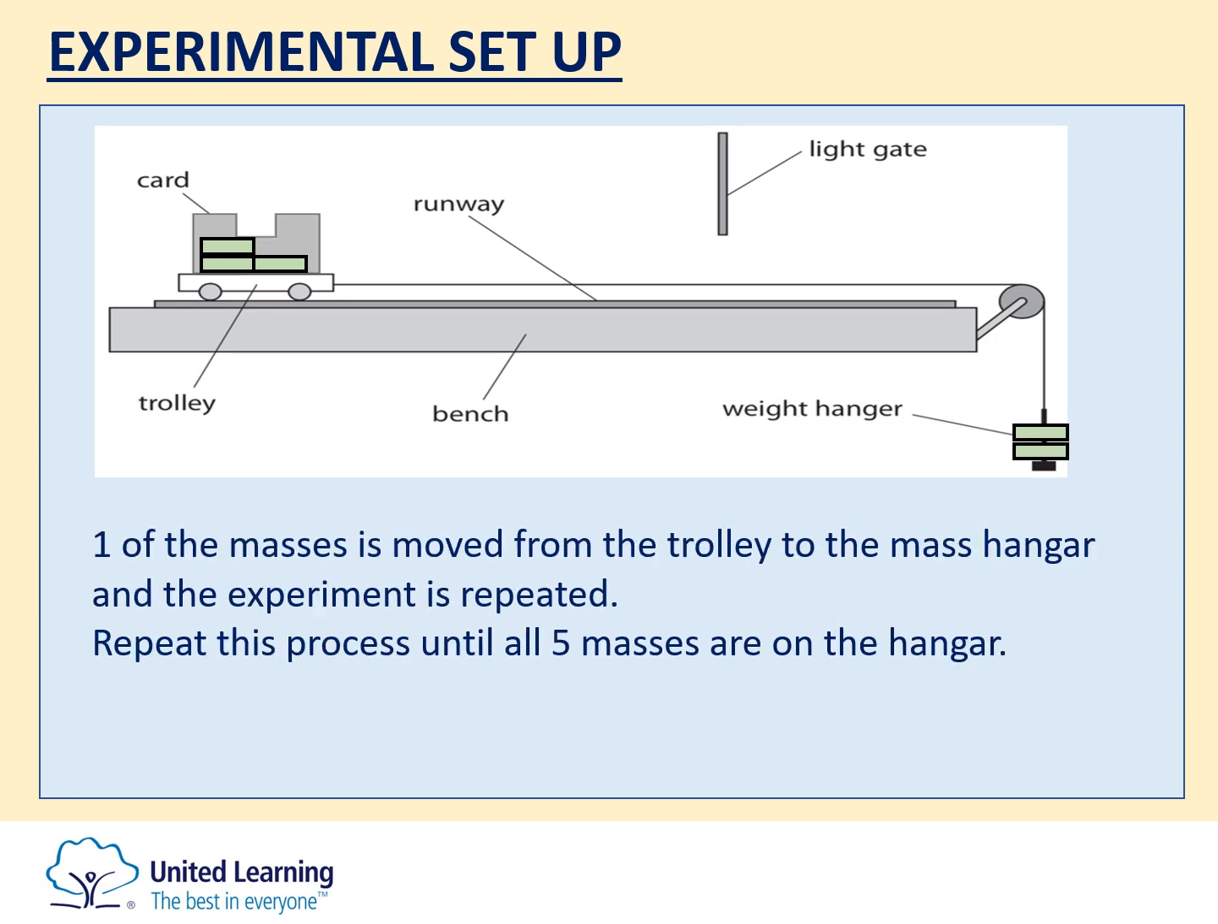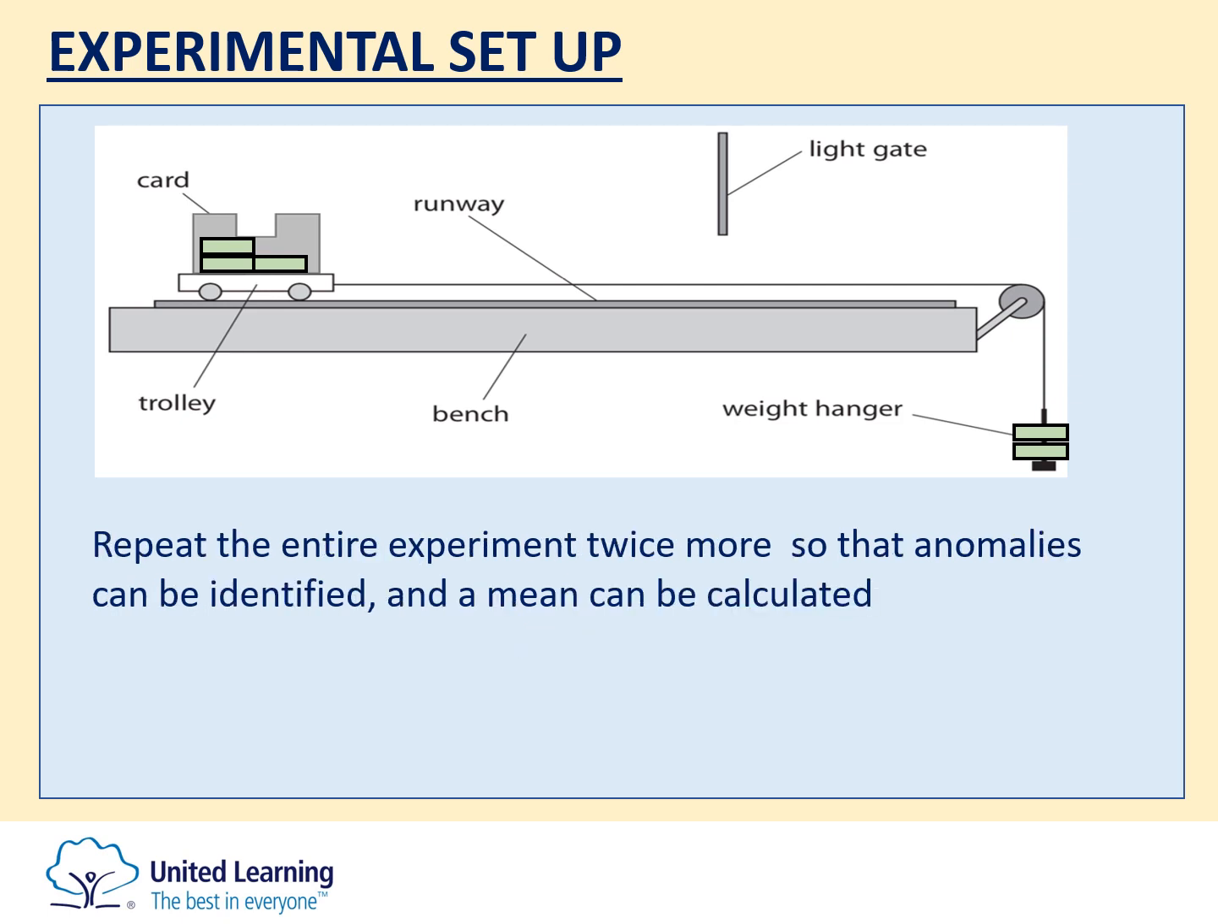From there, you just take one of the masses from the trolley and you stick it onto the weight hanger, thus increasing the pulling force but maintaining the total mass of the system as a constant. And you repeat that process until all five of the masses are on the hanger and there are none on the trolley. As mentioned previously, you can then repeat that experiment at least twice so that you can identify any anomalies and you can calculate a mean.